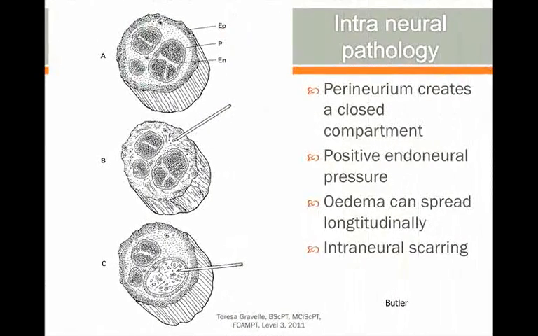With nerve injury, the increased endoneurial fluid is contained by the closed compartment of the perineurium surrounding each fascicle. This will cause positive endoneurial pressure. The edema can only spread longitudinally. This will lead to scarring and will diminish the capacity of the nerve to elongate. Neural fibrosis is the end stage of the nerve injury process.